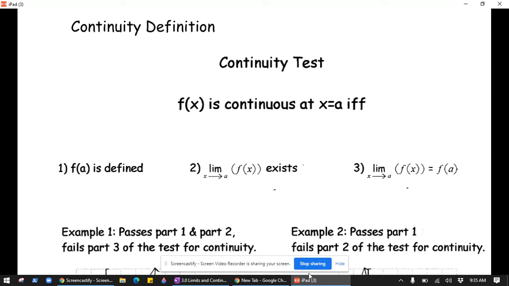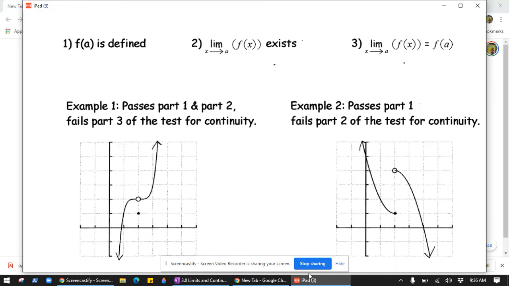One, the function needs to be defined at a particular value, a. Two, the limit has to exist at that value. And three, they have to agree: the function value and the limit have to agree. So I'm just going to give you a few examples of how this looks in terms of graphs.